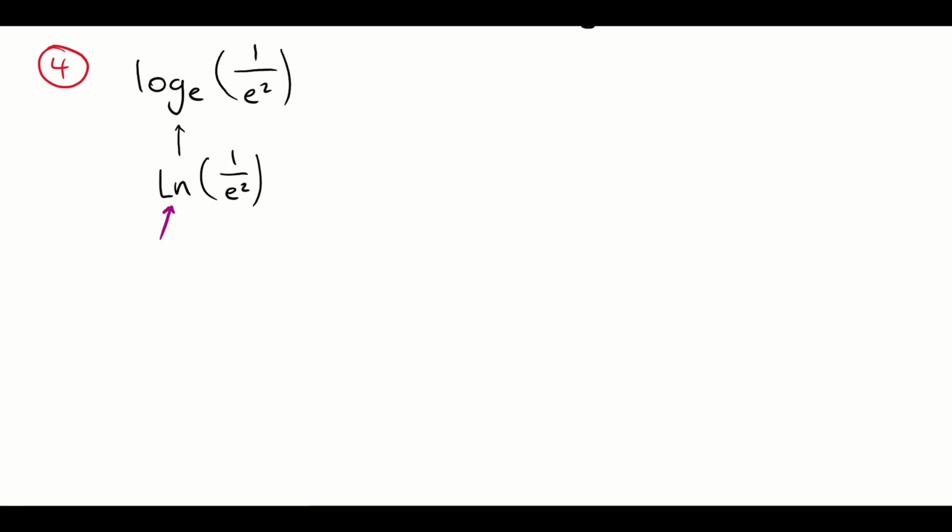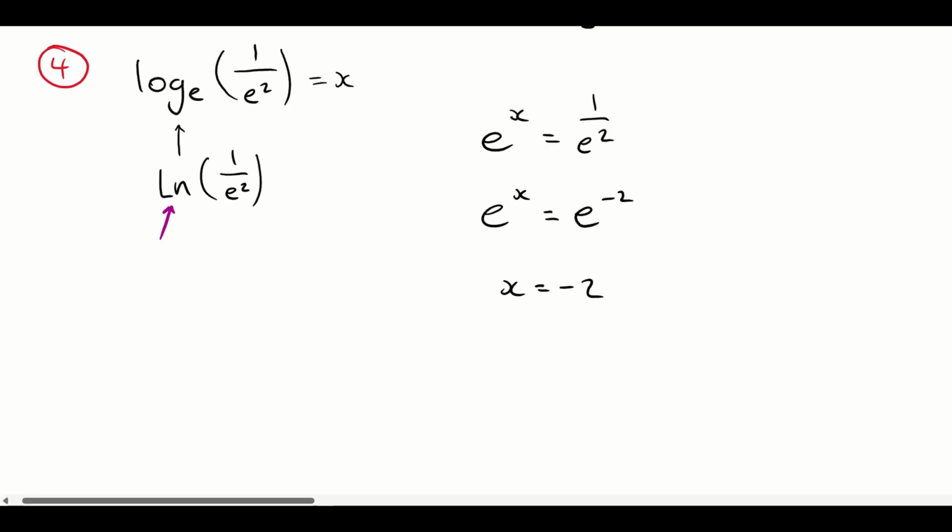So if we're going to solve this problem, we're trying to work out when e to the power of x is equal to 1 on e squared. So let's write that 1 on e squared as e to the minus 2. In this case, x would be minus 2. So the answer to log to the base e of 1 on e squared, or the natural log of 1 on e squared, is just negative 2.